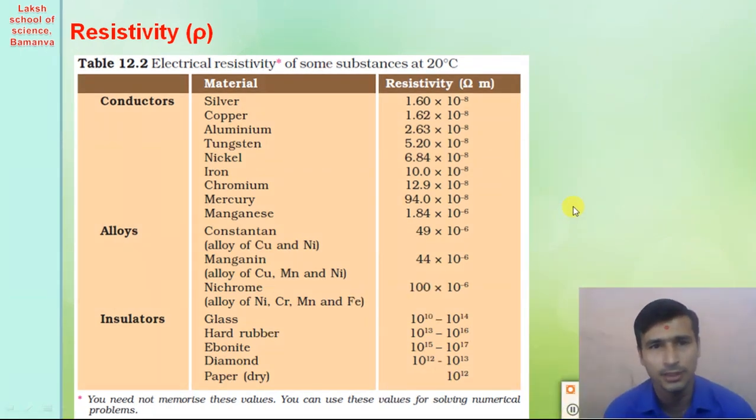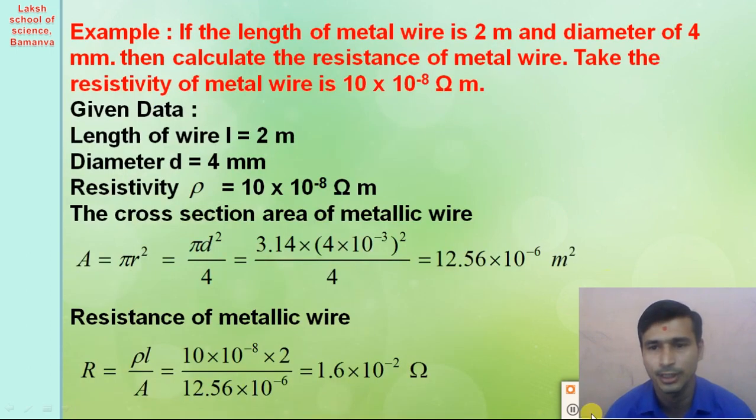So now we will see how we can calculate the resistance of a metallic conductor. If the length of the conductor is given to you, and the radius or the diameter of the conductor is given to you, and resistivity we can take from this table. How we can calculate the resistance of a metallic conductor having a specific length and a specific area, we can see with the help of one example. So see the example given here.